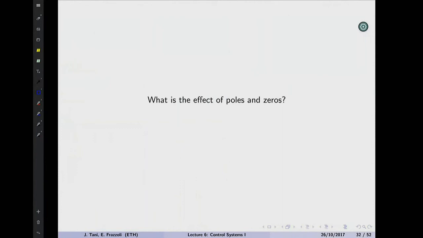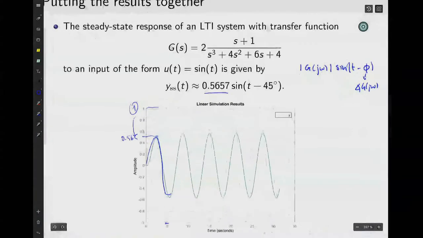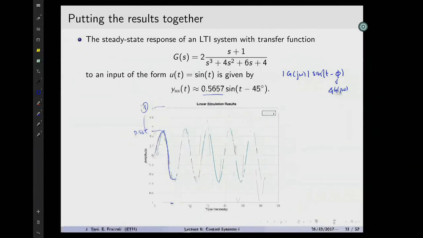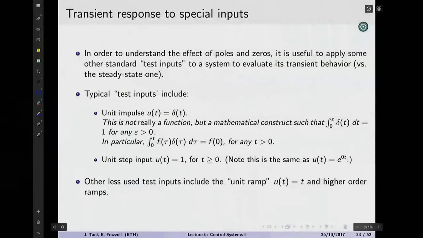No. So now we have figured out a way to actually calculate what the answers are, right? Now let's do a little bit more of an analysis and say, okay, but in general, what is the effect of poles and what is the effect of zeros? Now, in order to figure that out, we introduce a few new concepts.